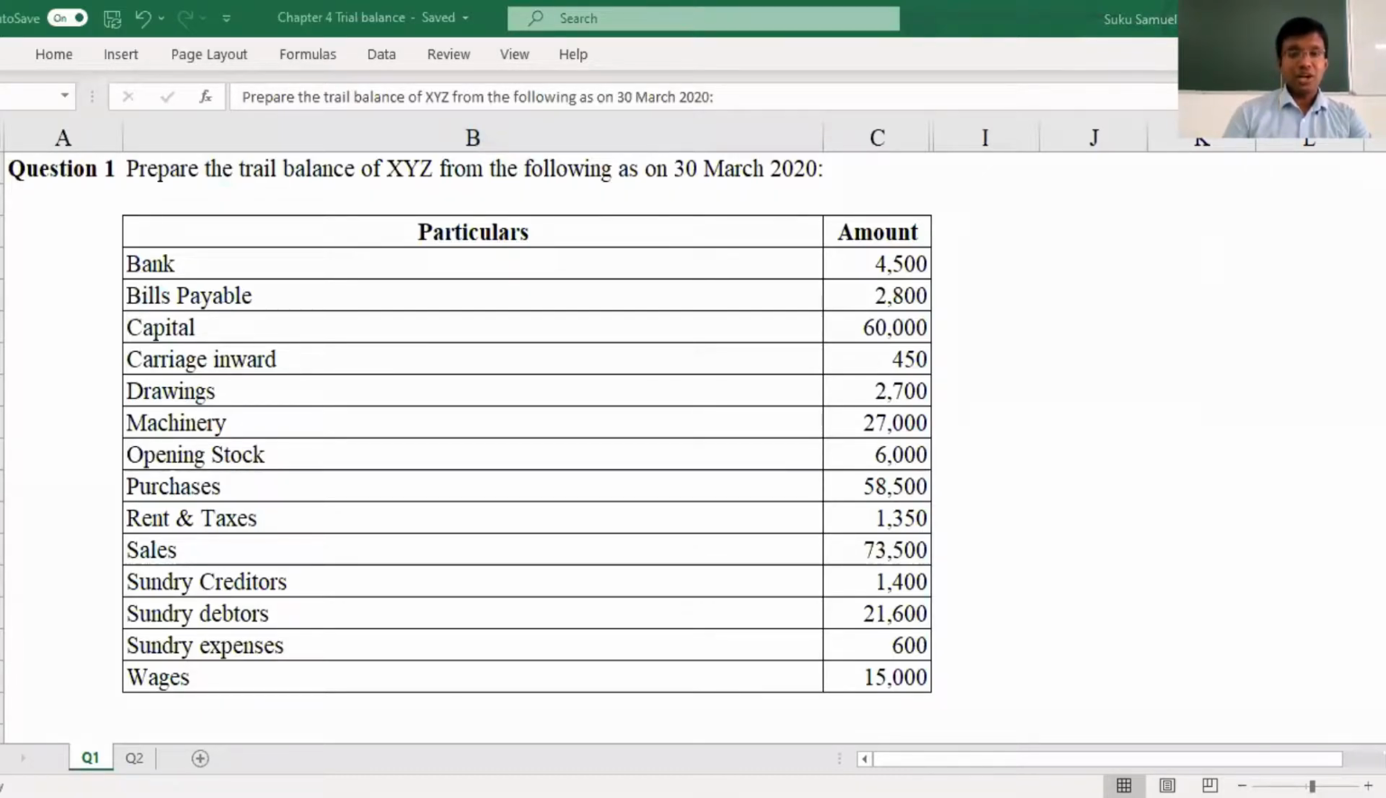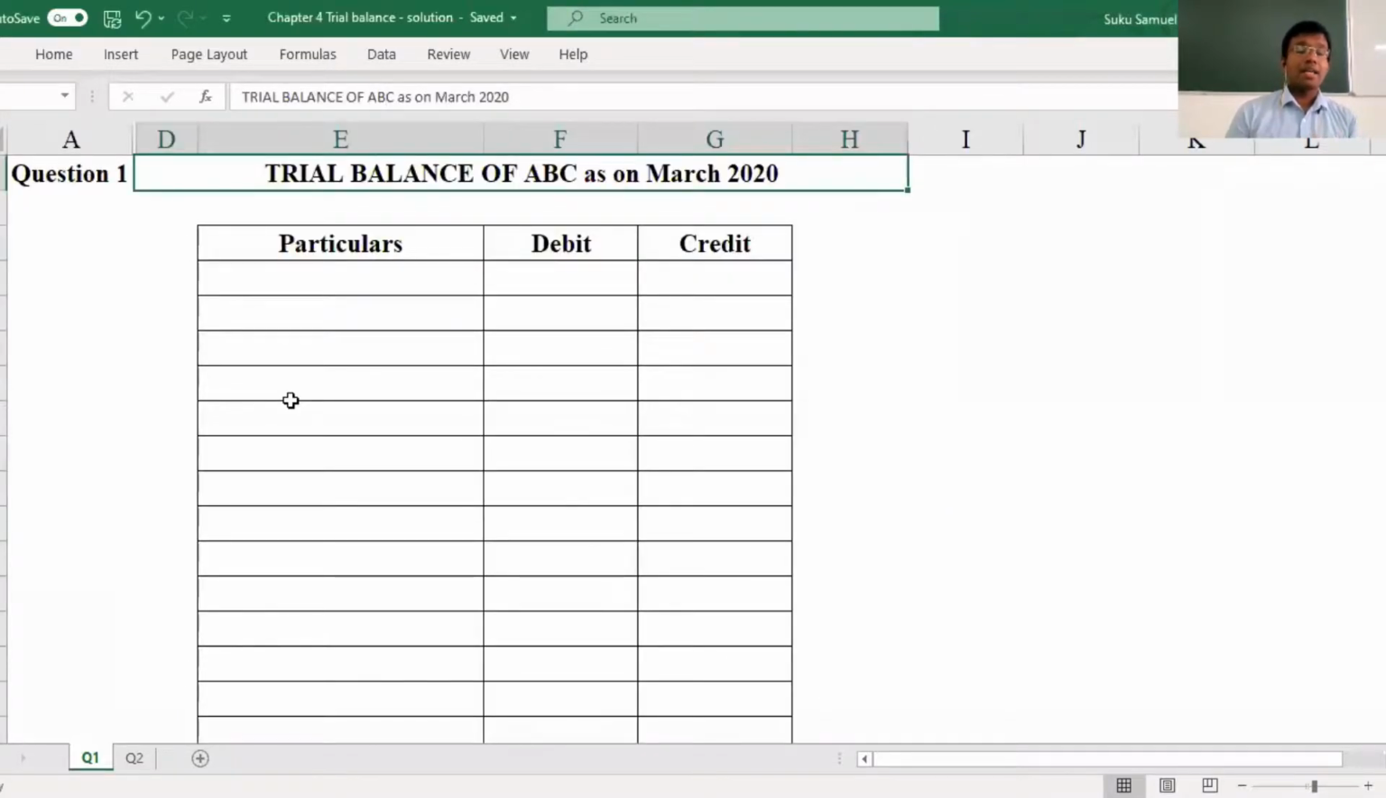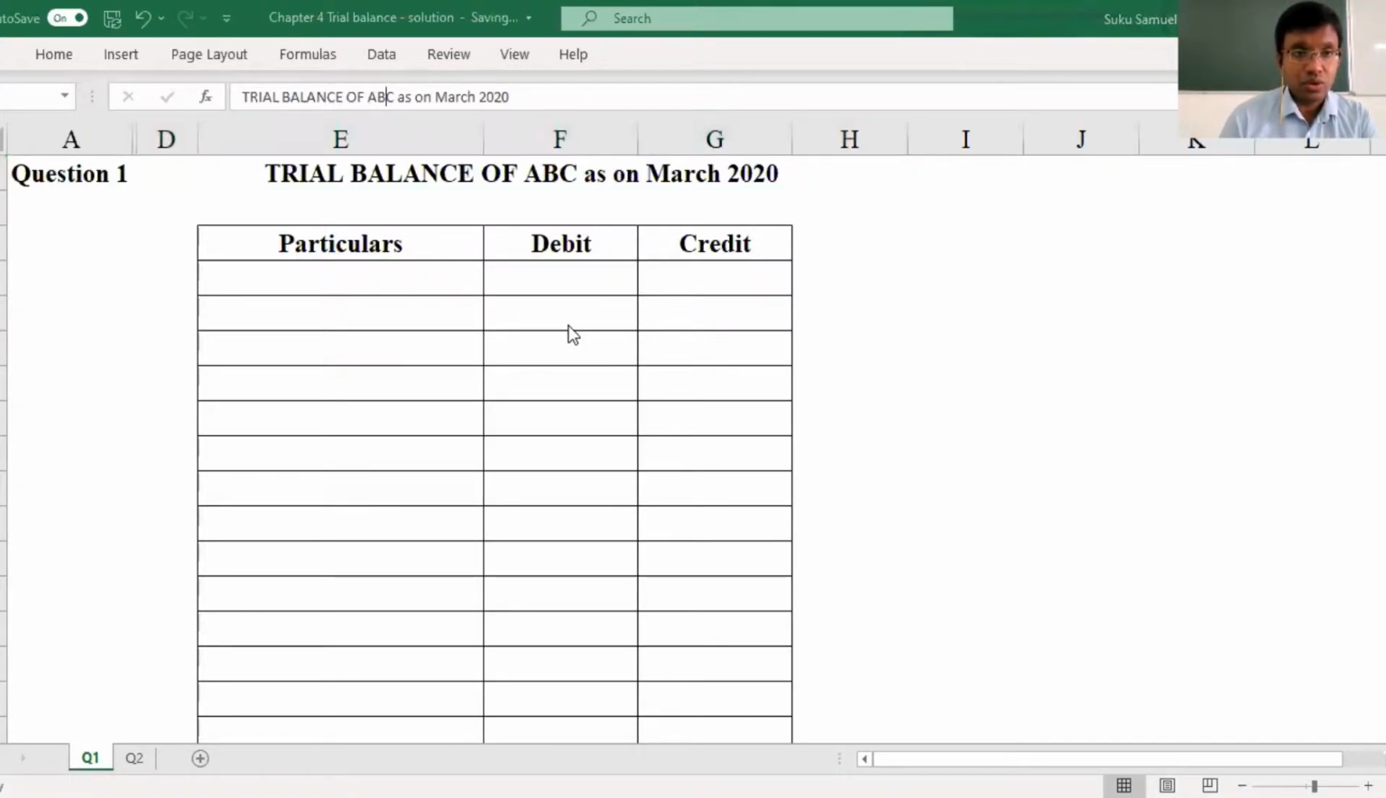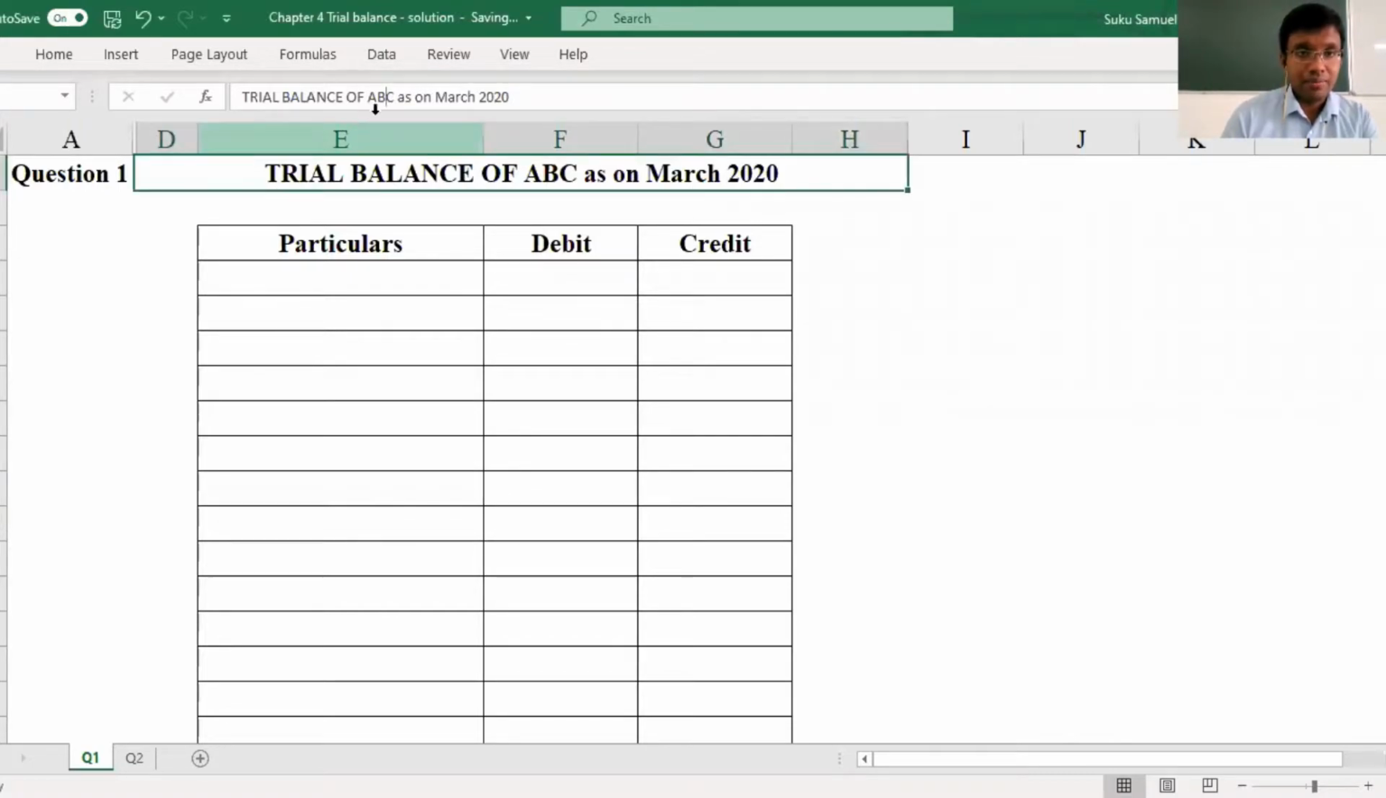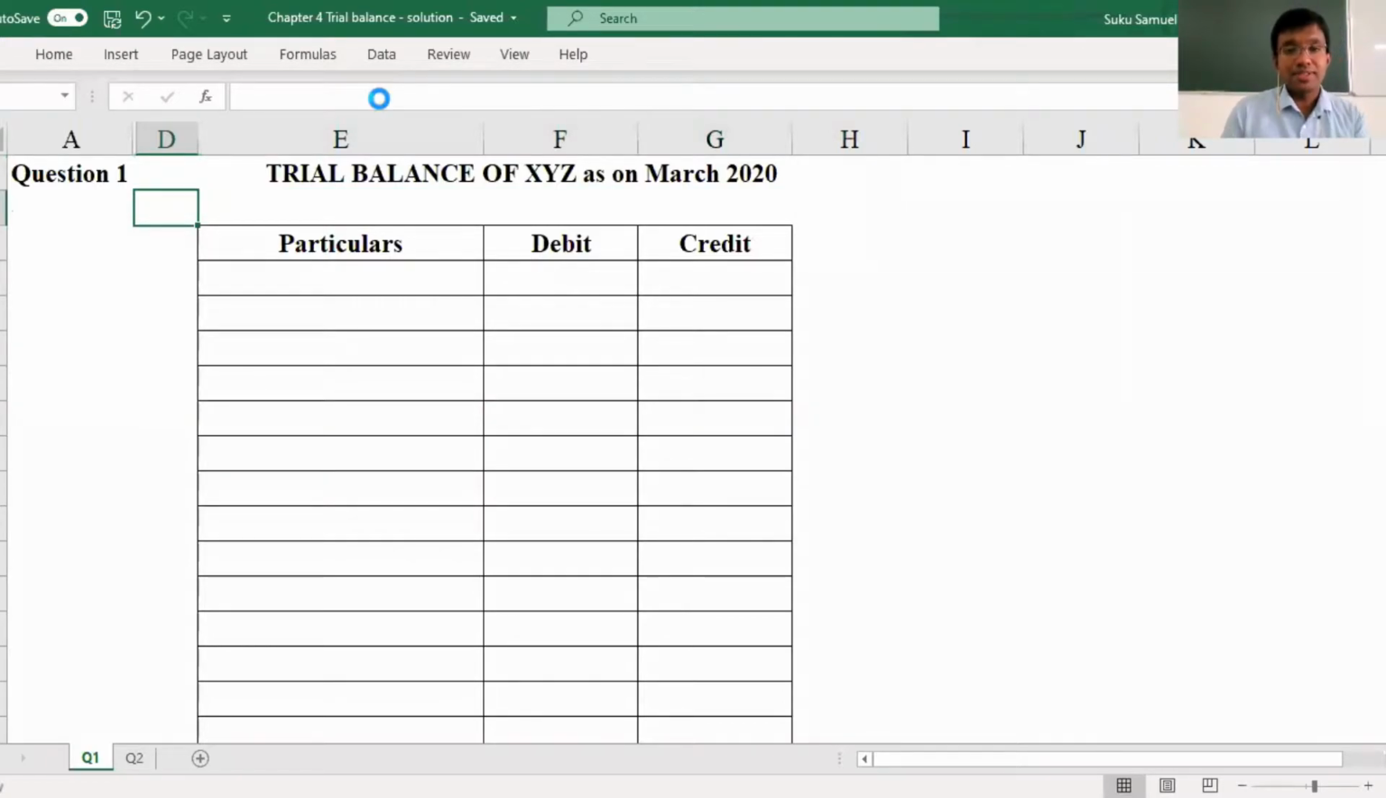So let us prepare the trial balance together, and this is typically how a trial balance would look. Right on top we write trial balance of ABC as on March 2020. Please remember, the name is incorrect here in my solution. This has to be that of XYZ, because we are preparing the trial balance of Mr. XYZ.